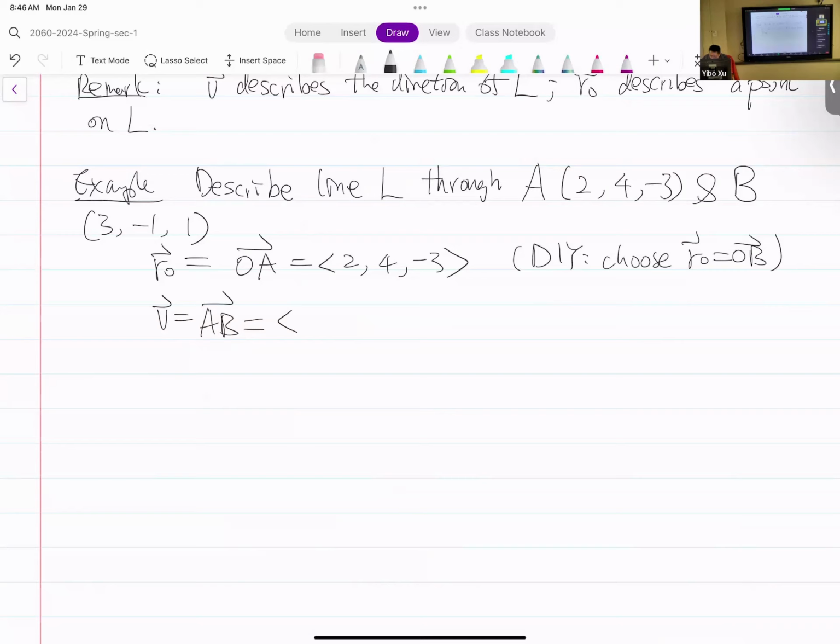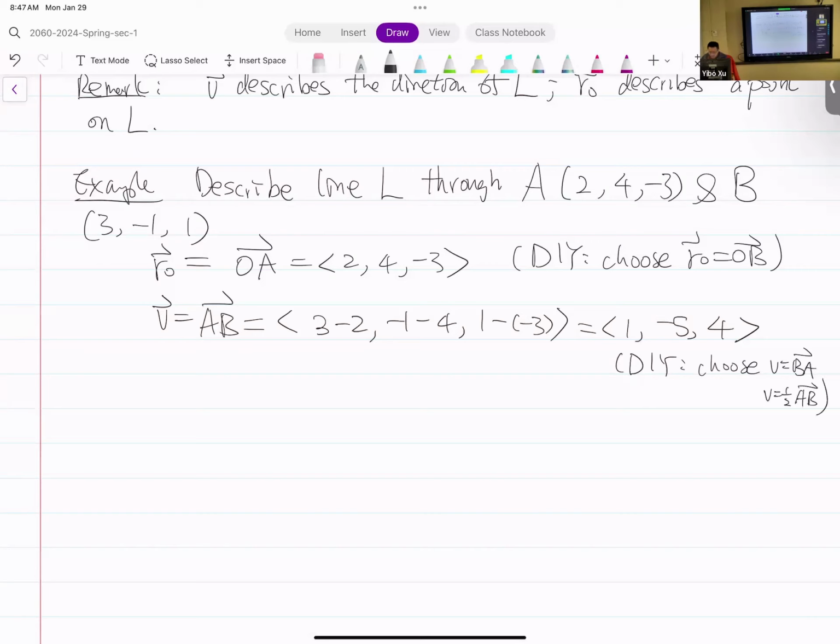So the components of B minus A, it's going to be 3 minus 2 for the first component, -1 minus 4 for the second component, 1 minus -3 for the third component. So now this is 1, -5, 4. Here, I would also like to mention that you can choose, of course, a different V. You can choose V equals BA. You can choose V equals, let's say, 1/2 of AB, right? So try and see if it gives you something different.